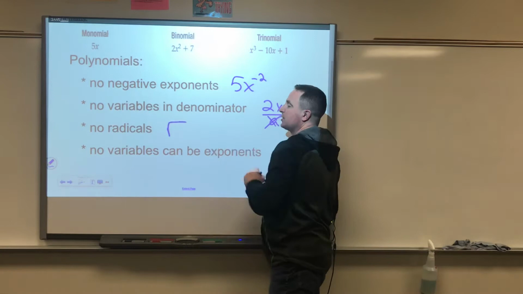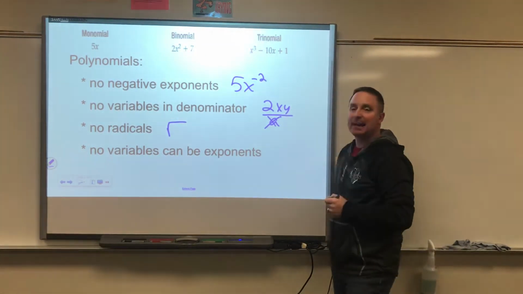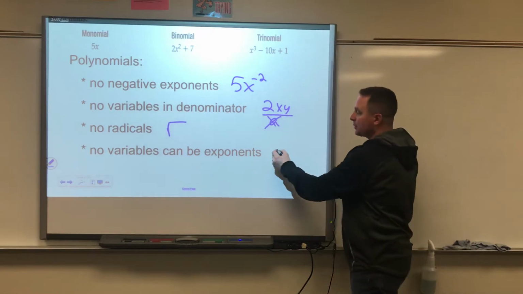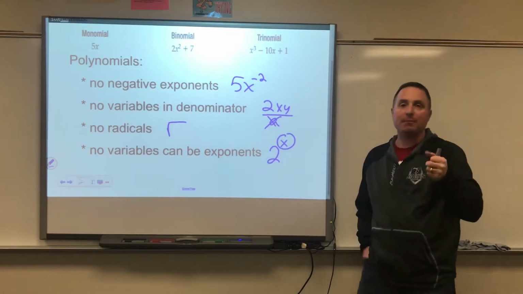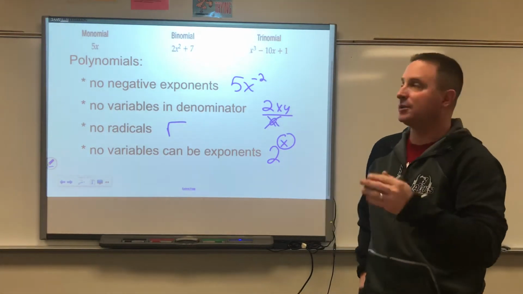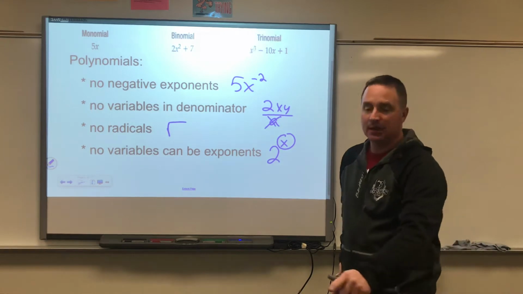No radicals, no square roots or cube roots or fourth roots. And we cannot have any variables as exponents. So I can't have something like 2 to the x power. I can't have a variable be up there as an exponent. So those are examples of when a little expression is not a polynomial.